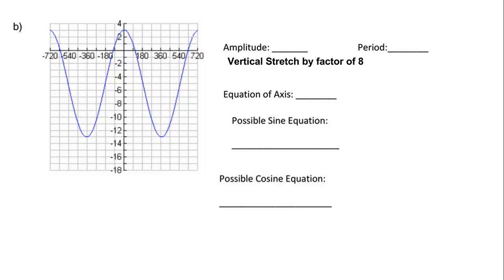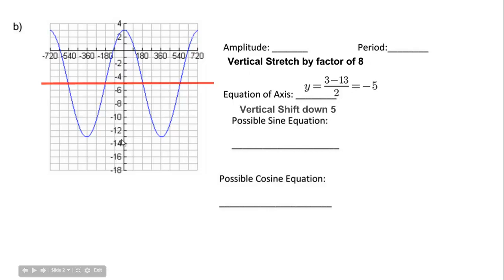Next example, we start with the axis again, and we can see that the average between 3 and negative 13 is negative 5. That's a vertical shift down 5. The amplitude is the distance between the min and the midpoint, or the max and the midpoint. It's not really a formula, but if you say 13 minus 5, you get 8. So it's just counting the points from here to here, or from here to here. We get 8.